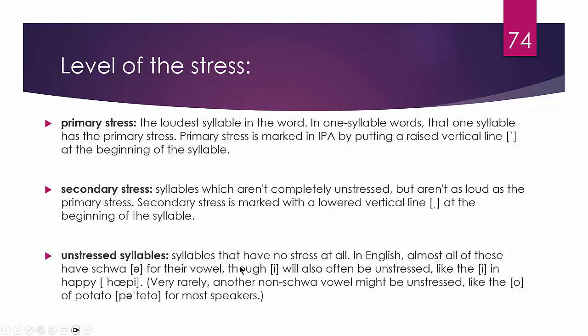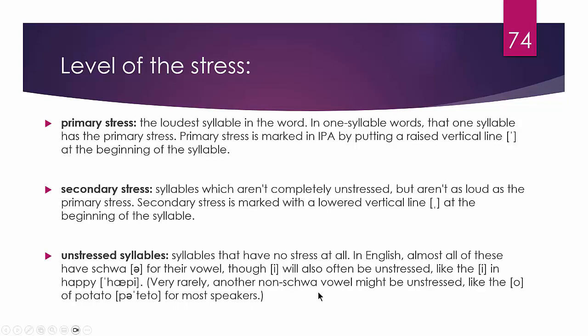Unstressed syllables have no stress at all. In English, almost all of these have schwa for their vowel, though e, short e, will also often be unstressed, like we talked about in the previous video. We said if we have schwa sound and e, short e, we have weak syllable. We cannot stress weak syllables. Like the e in happy, very rarely another non-schwa vowel might be unstressed, like the o of potato for most speakers.